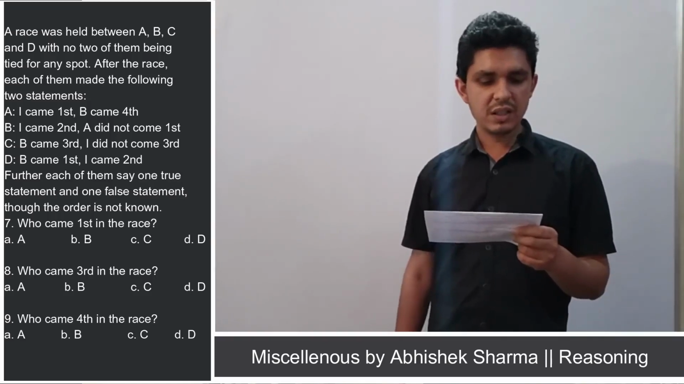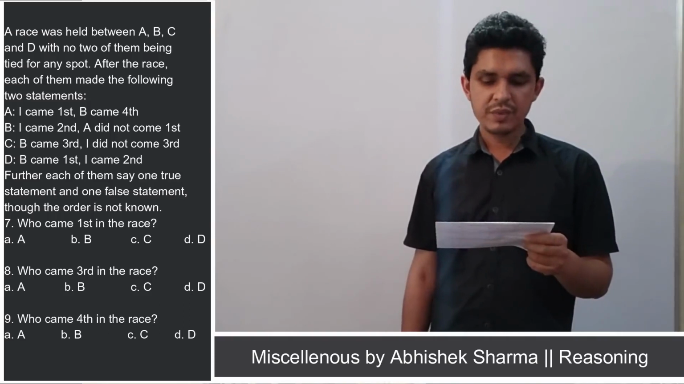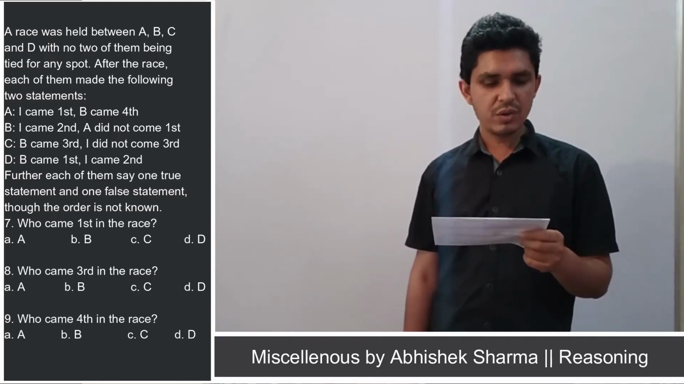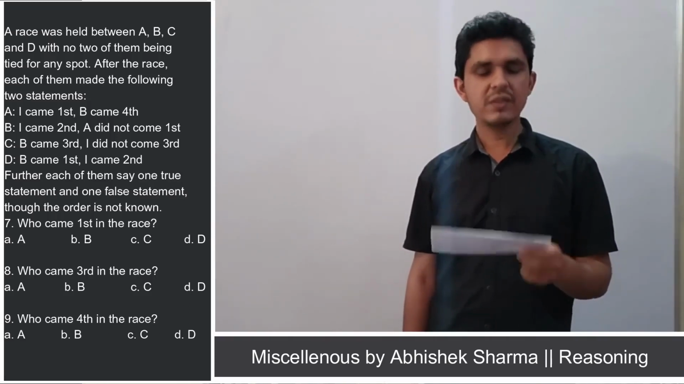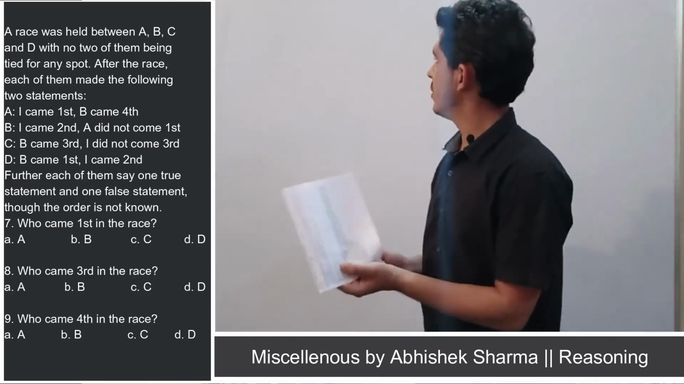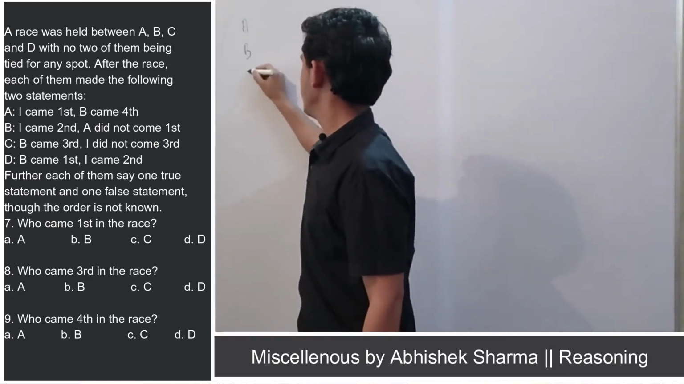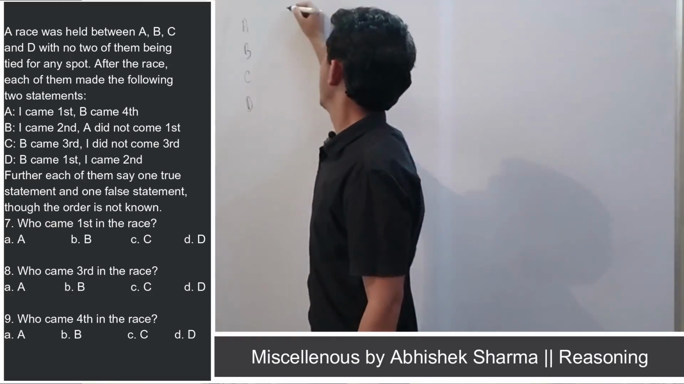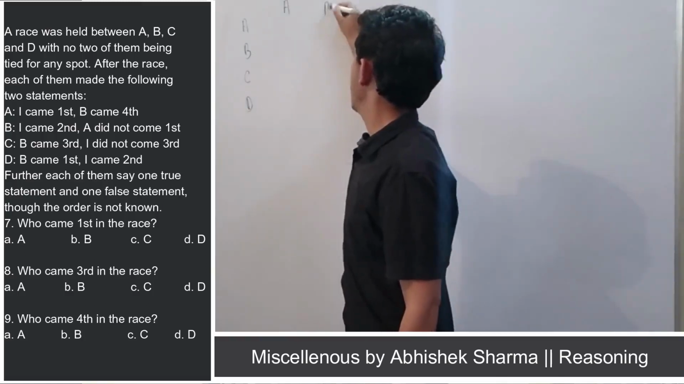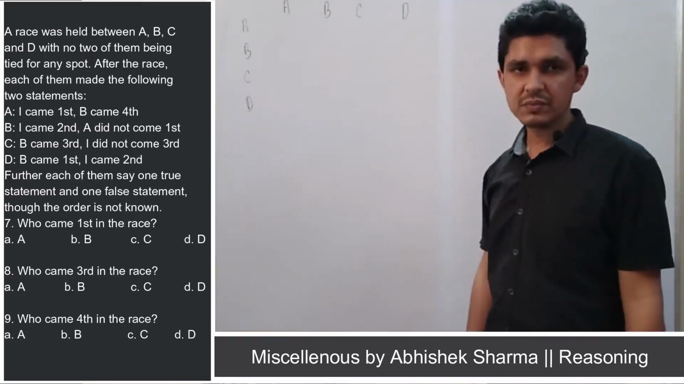Further, each of them say one true statement and one false statement. Though the order is not known, then we have to find the correct order of their race, right? So we can make the statement like this: A, B, C and D, and the race was being held between A, B, C and D, right?